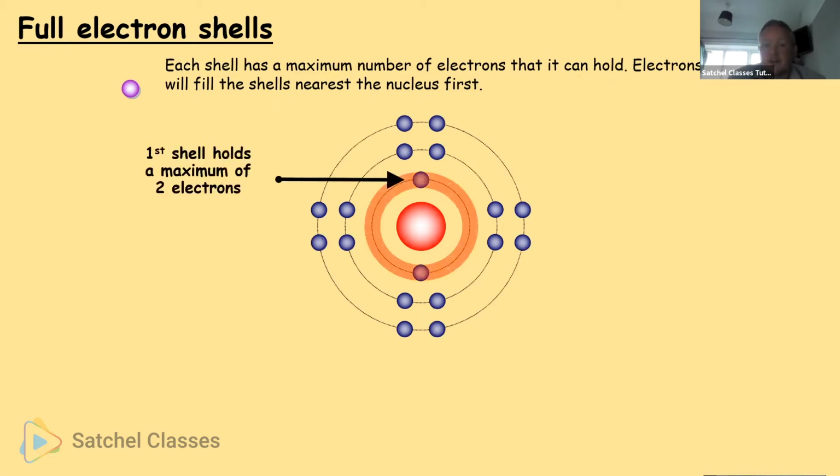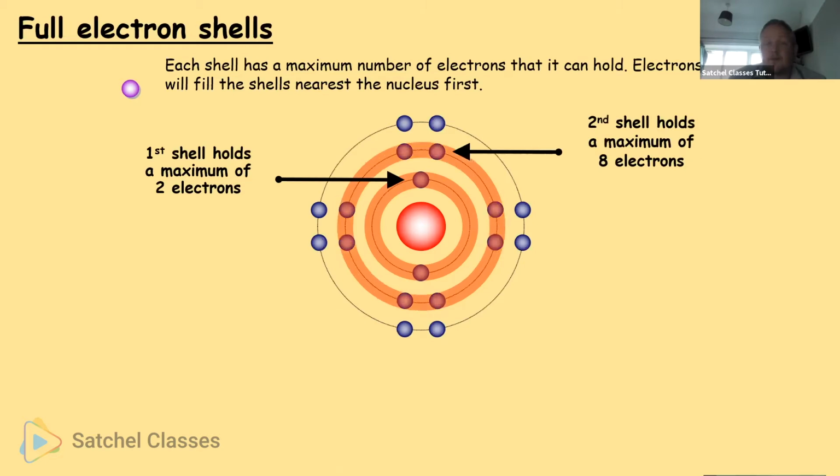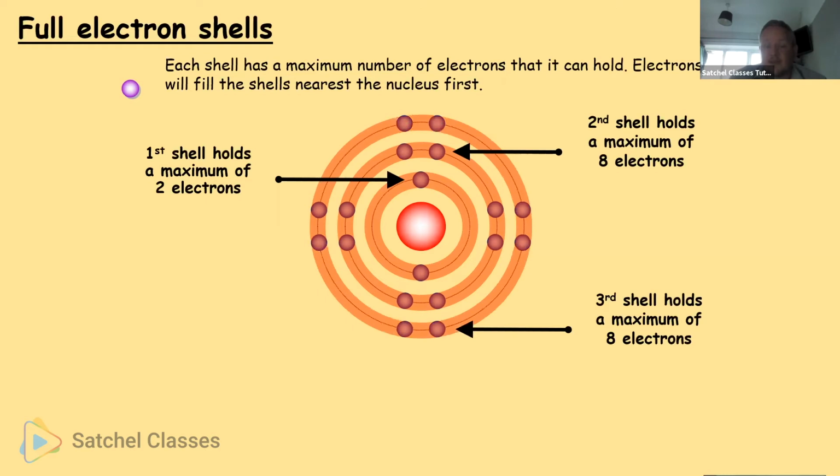The first shell holds a maximum of 2 electrons, and that's easy to remember if you have your periodic table, because in that first row there are only 2 elements, hydrogen and helium. The second shell holds a maximum of 8 electrons. Again, easy to remember because if you count the number of elements in the second row of the periodic table, there are 8. The third shell holds a maximum of 8 electrons.